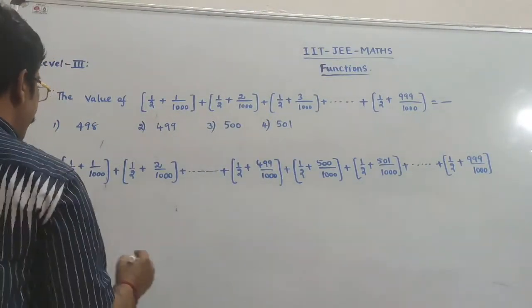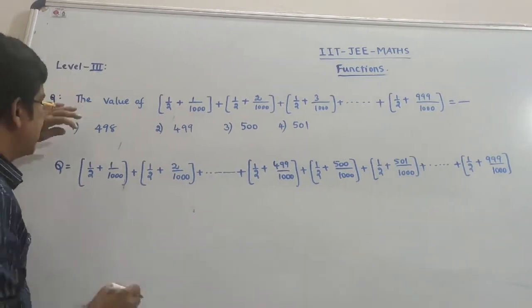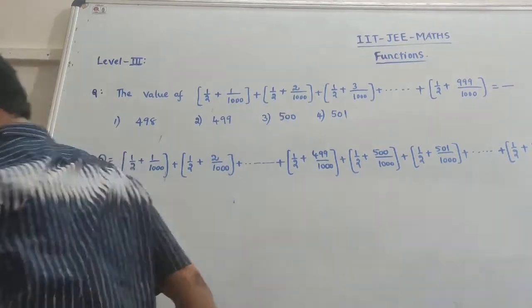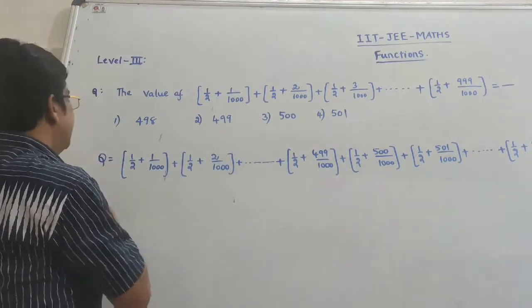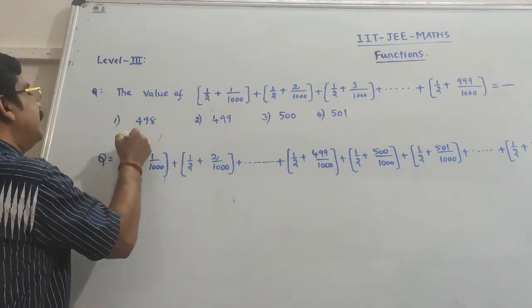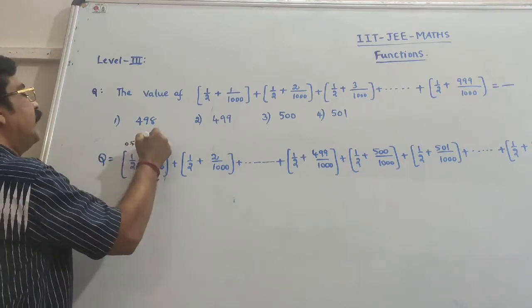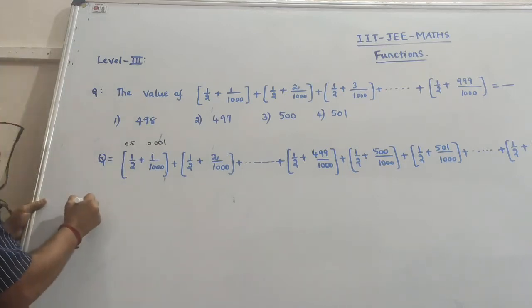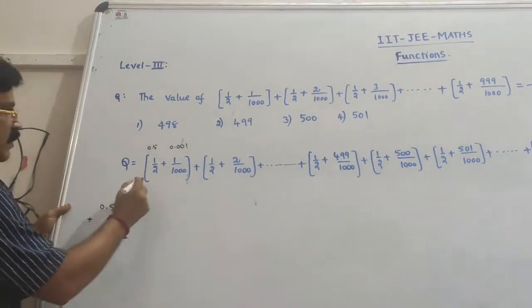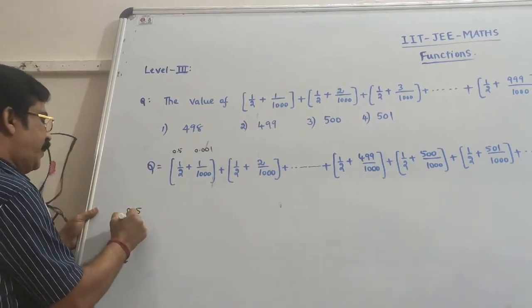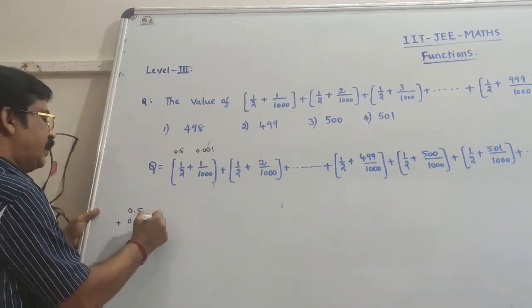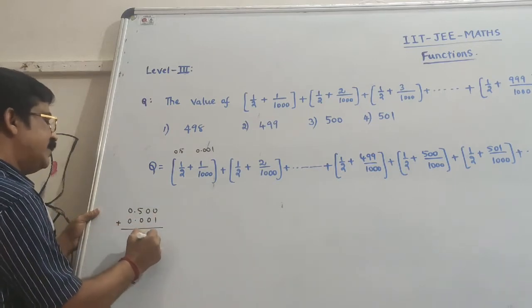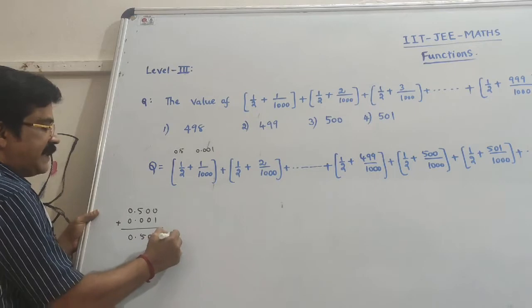Let us consider the first box. It is 0.5 plus 0.001, which is 0.501. Of course, it is less than 1.